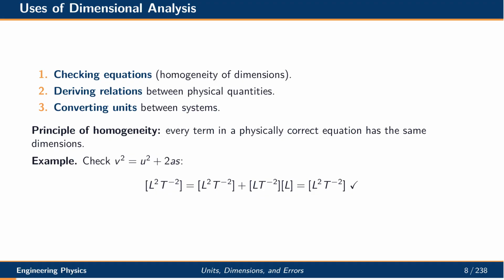Dimensional analysis has 3 main uses. First, it checks whether a physical equation is dimensionally consistent. Second, it helps derive relationships between physical quantities. Third, it converts units between different measurement systems. The principle of homogeneity tells us that every term in a correct physical equation must carry the same dimensions. For example, the kinematic equation relating final velocity, initial velocity, acceleration, and distance can be verified by comparing dimensions.